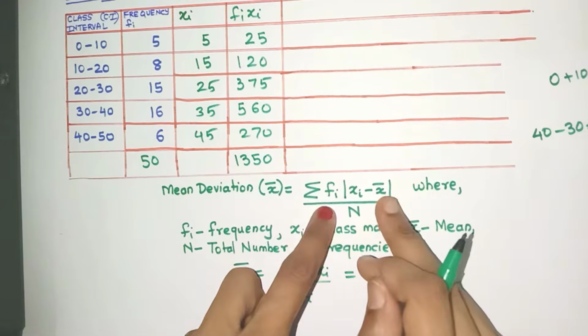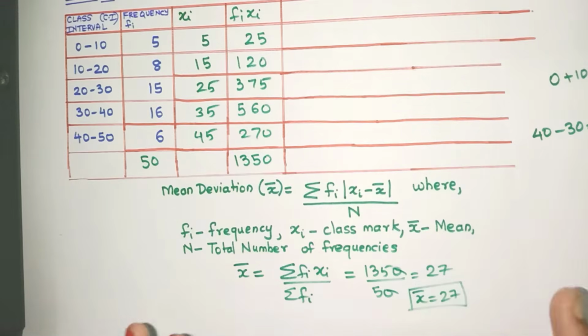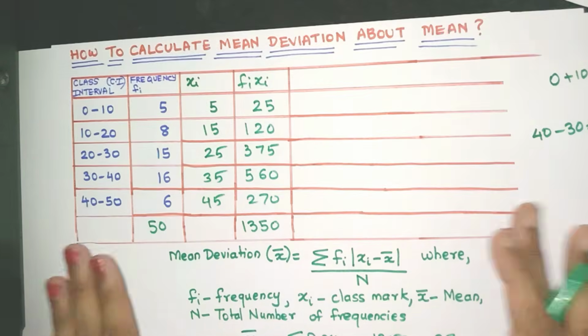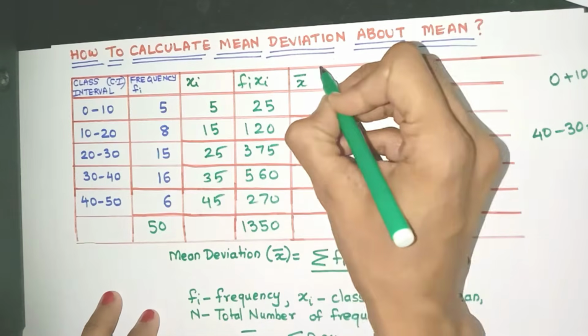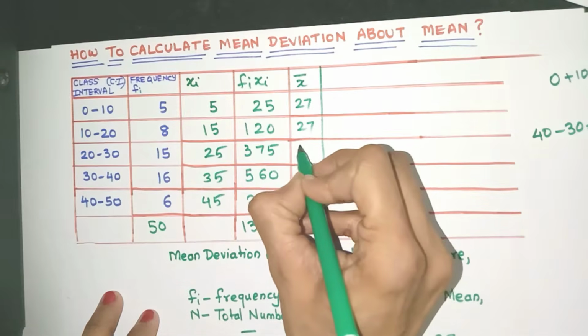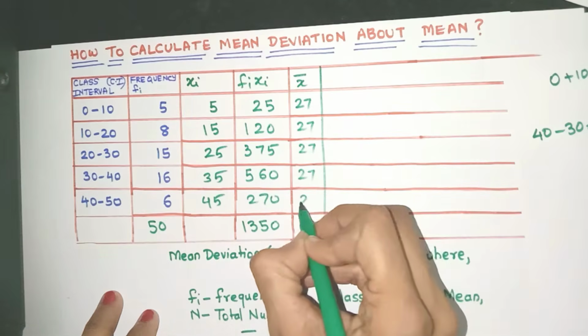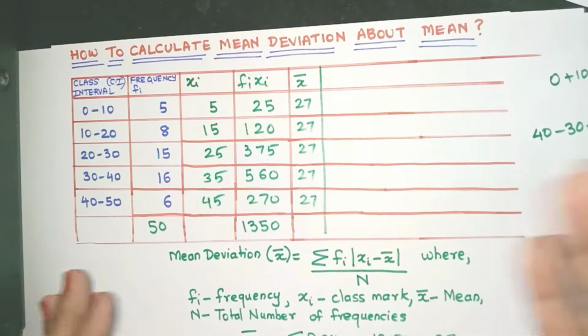Again, let's go back to the mean deviation formula. We need xi minus x bar. So that should be our next thing. Now, just to help me in calculation, I will create an extra column for x bar. So I'll just write the mean friends for each CI. Now this will just help me in doing the subtraction in a better way. If you want, you can avoid this column.